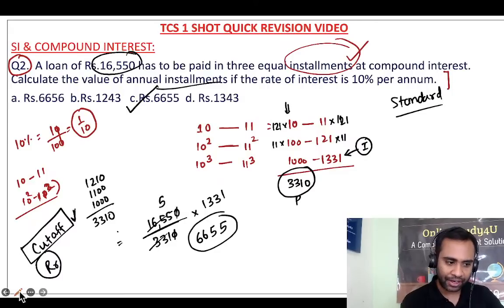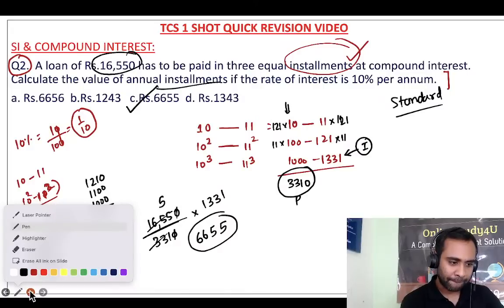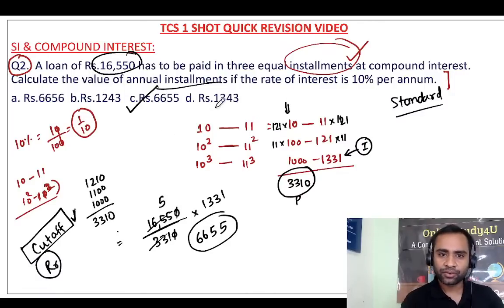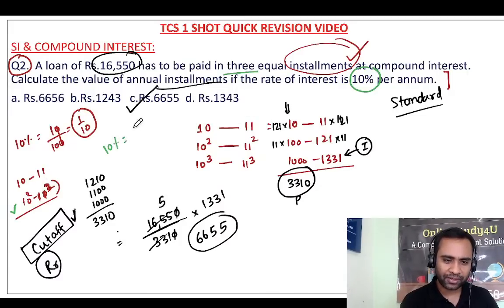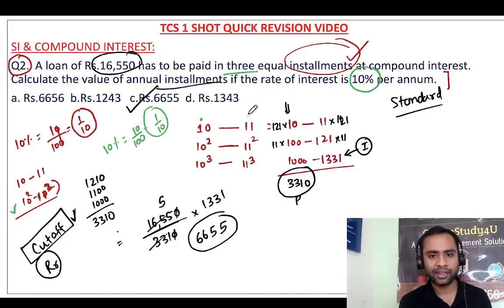Now once again I will try to explain. The rate of interest is 10%, and it is 3 equal installments. So 10% is nothing but 10 by 100, which is nothing but 1 by 10. That means if you are taking 10 rupees, you have to return 11 rupees, 1 rupee interest.